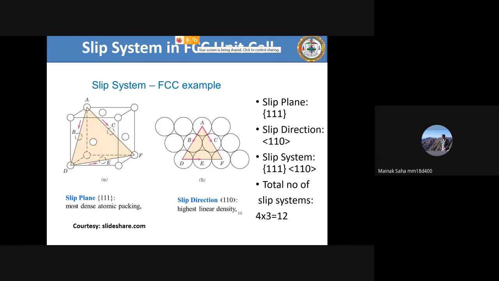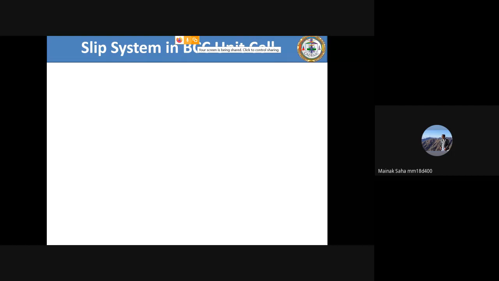You guys are clear with this? Any doubts, please ask. Okay, if you are clear, can we proceed towards BCC? Can you do the same thing for BCC now? Draw the close pack plane and close pack direction for BCC. I don't have much time, maybe I can give you 6 to 7 minutes. Just do that and I can quickly show you the answer then.